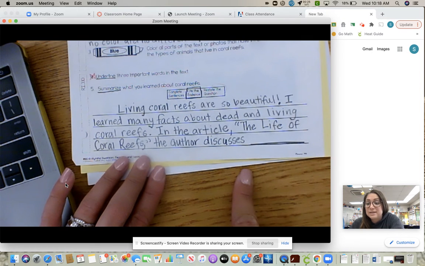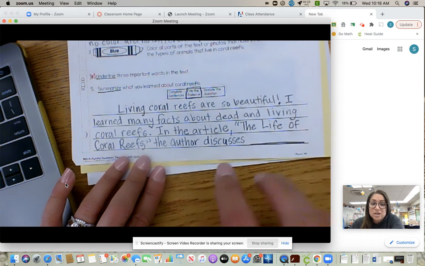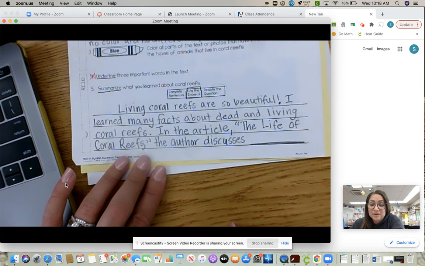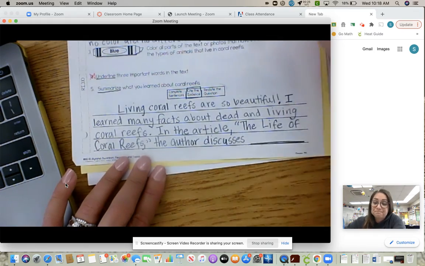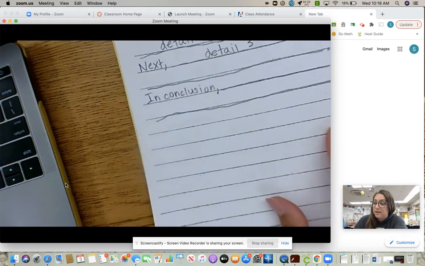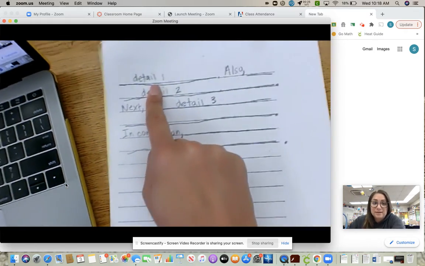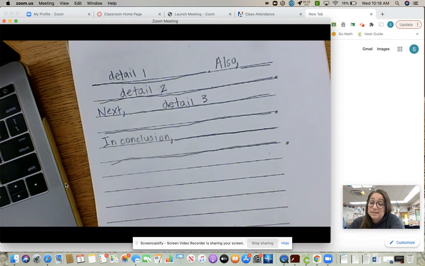I want 3 sentences that give us details, facts about our story, "The Life of Coral Reefs." You put quotes if you write word for word what the author says. If you don't write word for word and you are just describing in your own words what the author says, you do not need to use quotes. So the author discusses, and that's where I want you to write a detailed sentence number 1.